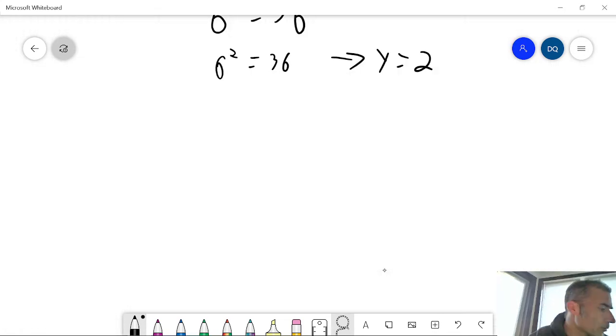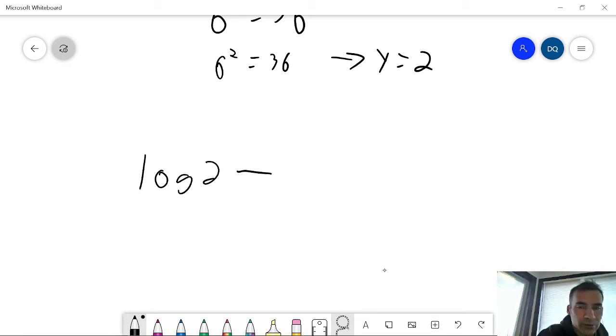Do another example from your book here. The base 10 log of 2 minus the base 10 log of 200.